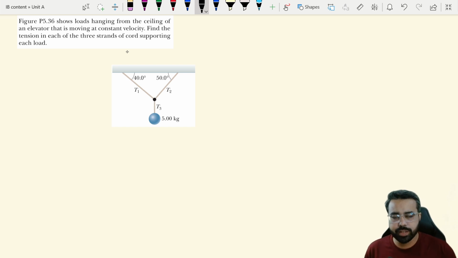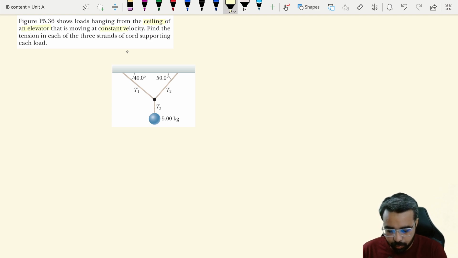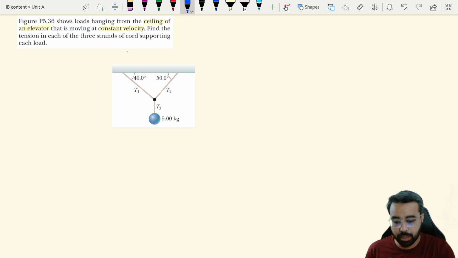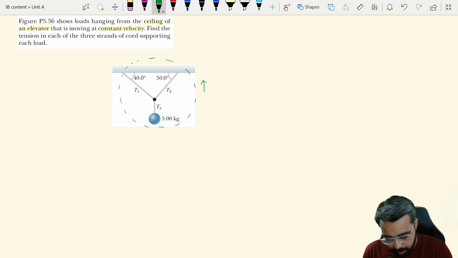This question is about a system in equilibrium in which you see that the load is hanging with the cords, and it is hanging from the ceiling of an elevator. All right, and the important thing is that it is moving with constant velocity. That's why I said system in equilibrium, because this whole system is moving at a constant speed, constant velocity. It means that it is dynamic equilibrium.